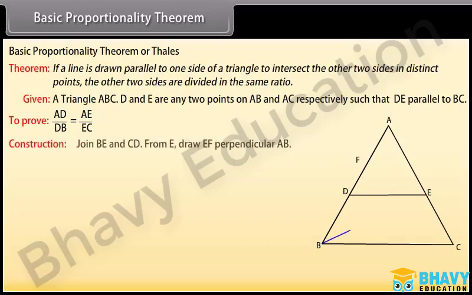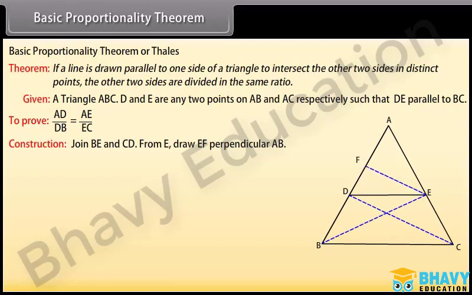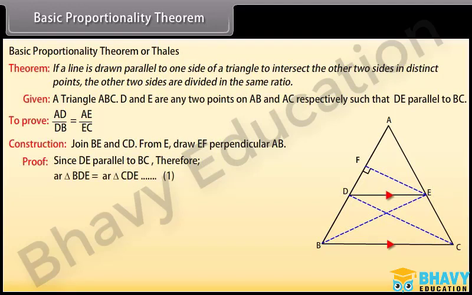Construction. Join BE and CD. From E, draw EF perpendicular to AB. Prove. Since DE is parallel to BC, therefore area of triangle BDE equals area of triangle CDE. Mark it as 1.